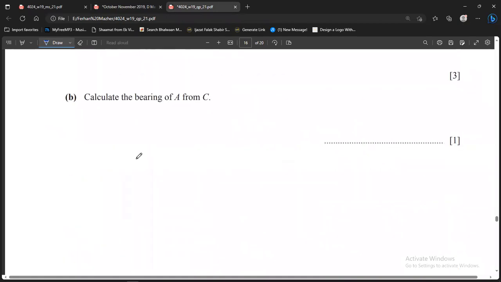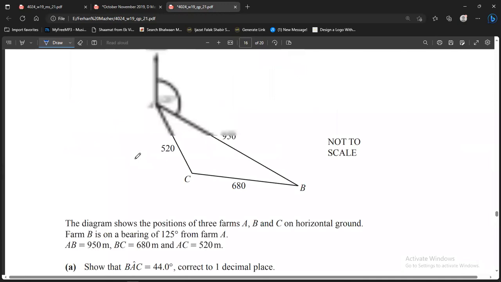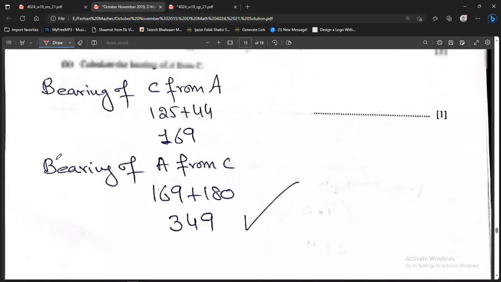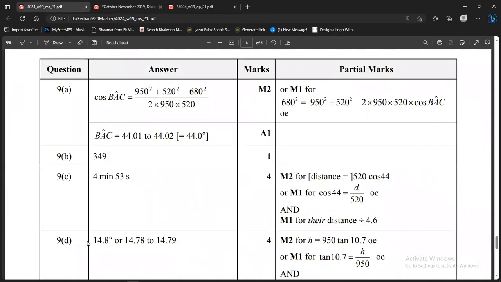Question number 11 and its B part. He says calculate the bearing of the A from C. A from C. So this is the bearing of the C from A. And we will find the bearing of the C from A is 125 plus 44, and that is 169. So the bearing of the A from the C: because the forward going bearing is 169, which is less than 180, the backward bearing will be by adding 180 to it. So 169 plus 180, and that is 349. So the bearing of the A from the C is 349.